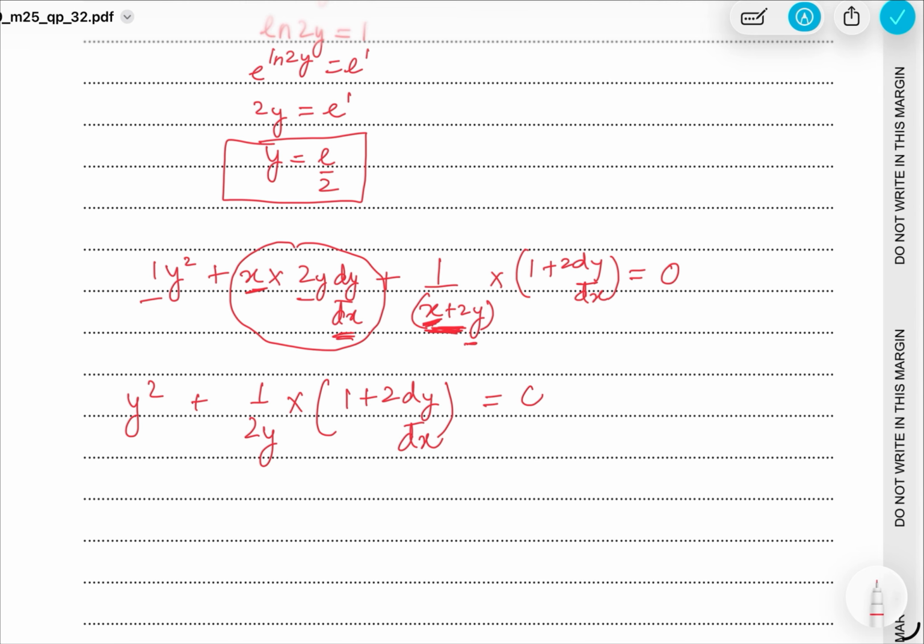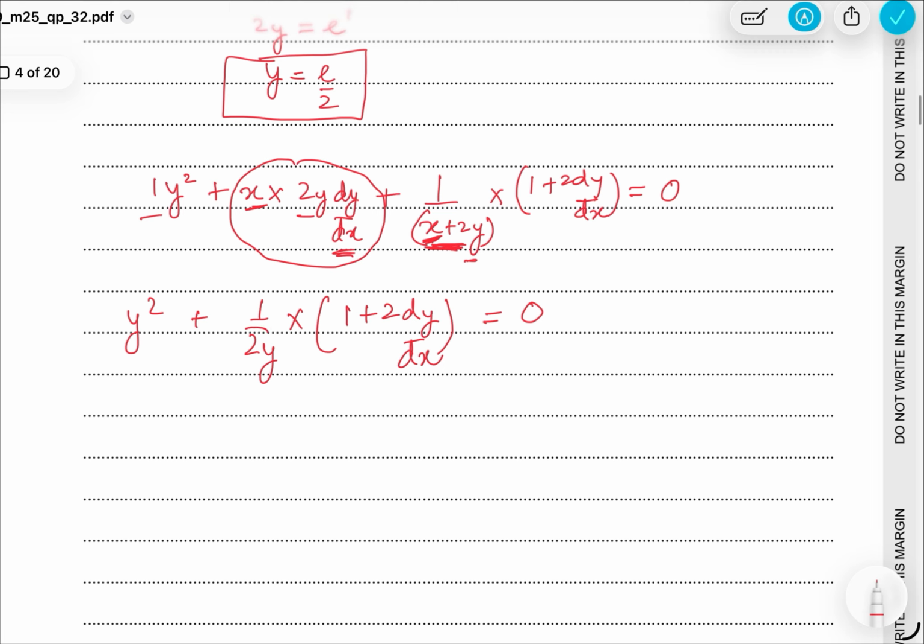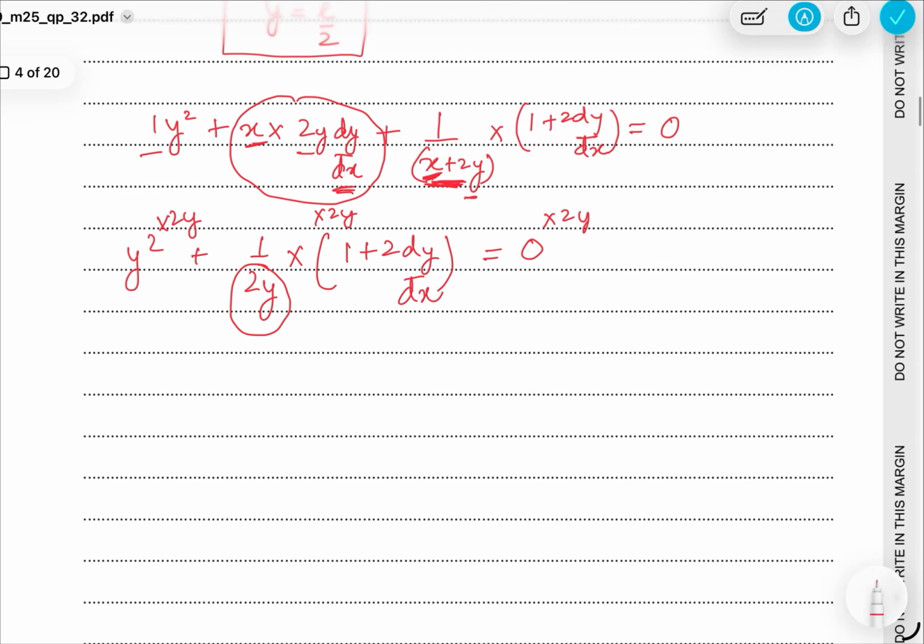dx equals to 0. Multiply everything by 2y. So this also by 2y to remove the denominator, nothing else. And this also by 2y. So it would be 2y cube plus, these two will be cancelled, 1 plus 2 dy over dx. Any doubts still here, learners? If you have any doubts still here, you can leave it in the comment section. Okay? Equals to 0. 0 times 2y is 0.